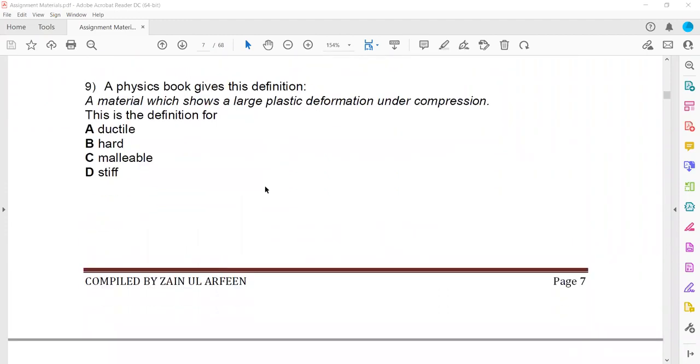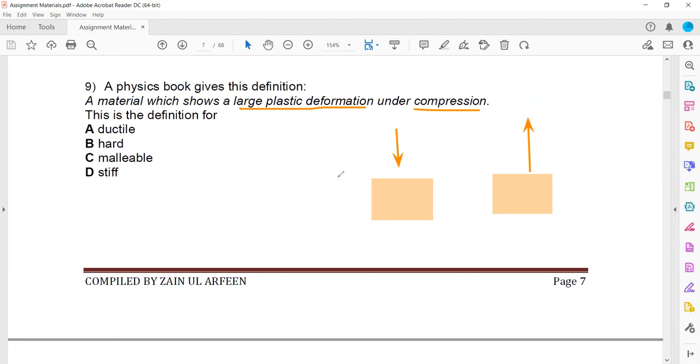A physics book gives this definition: a material which shows a large plastic deformation under compression. So two things are there. An object can deform under compression, like a hammer, or an object can show a large deformation under tensile force, or can be drawn into wire or stretched into wire. So if the object deforms under compression, we call that malleable, can be hammered into shape.